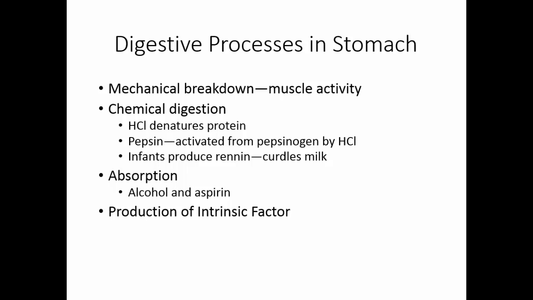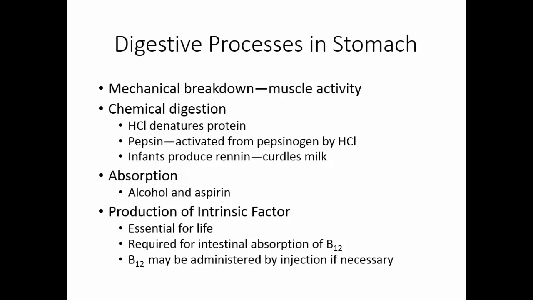What is important in the stomach is the production of intrinsic factor. Intrinsic factor is essential for life. It is required for the intestinal absorption of vitamin B12. Now, should the stomach be damaged or a gastrectomy performed for some reason, B12 may be administered by injection if necessary. People who have complete gastrectomies don't produce intrinsic factor, but they do have to take B12 injections for the rest of their lives. Gastric secretion is regulated through both neural and hormonal controls.